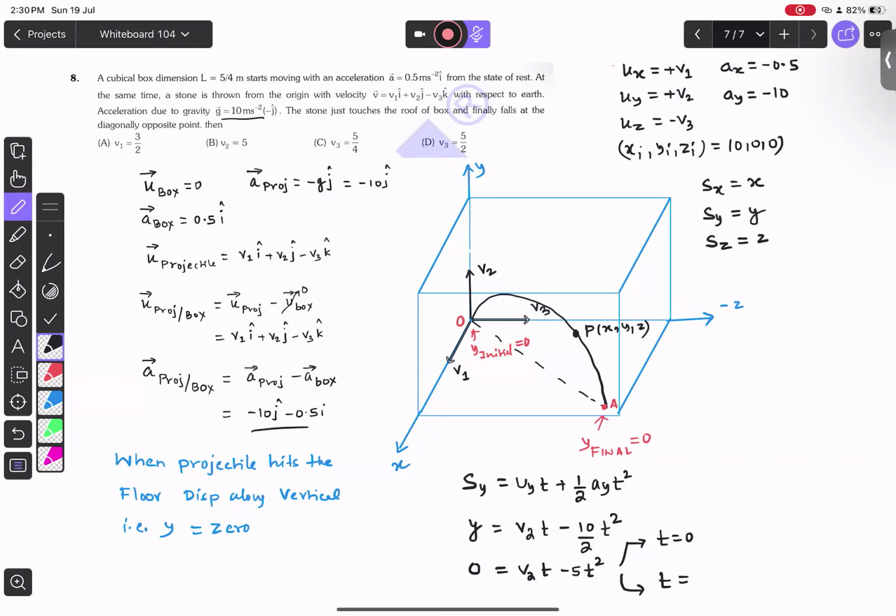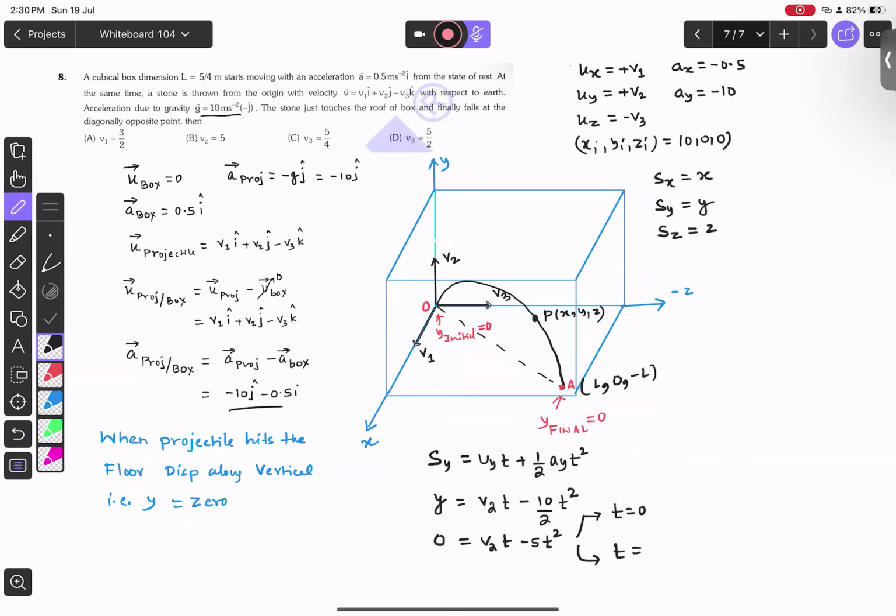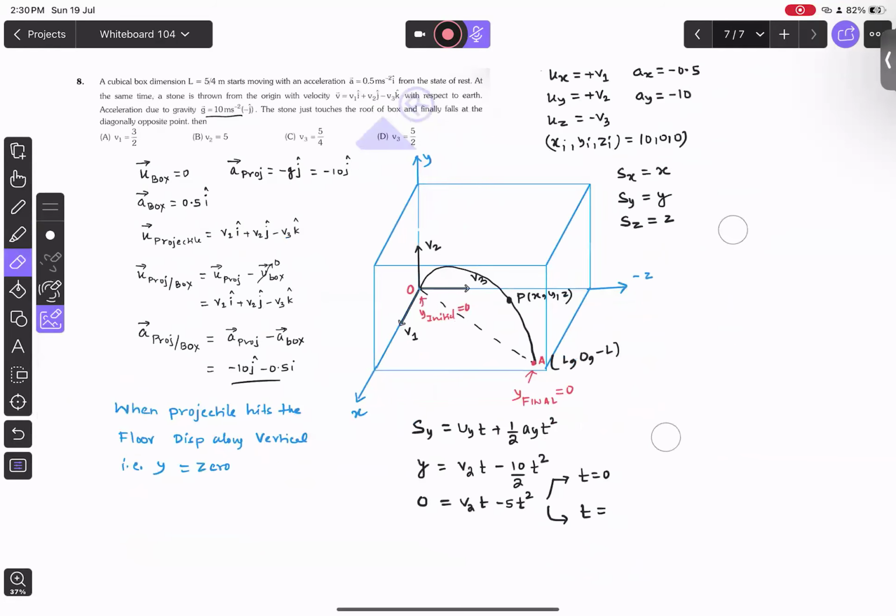Okay, I didn't read the question carefully. The stone touches the roof of the box and finally falls on the diagonally opposite point. Diagonally opposite point it falls. Then what is the coordinate of the point A? It has traveled how much along X? L. How much along Y? 0. How much along Z? Minus L. And it is going to touch the roof. So the maximum height it is achieving, they have told us. So what do we have to find? The V2 value we have to find. Okay, I thought we had to find the time of flight. I didn't read the question.